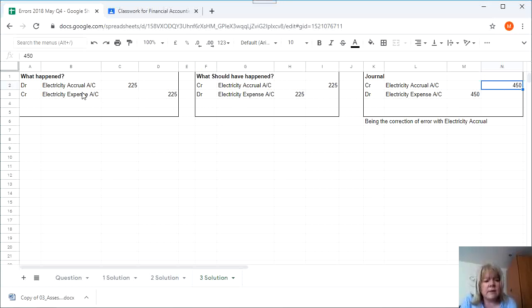Likewise with the expense, to cancel out the error of 225 on the credit there, we have to put it in on the debit. So just putting in 225 will simply cancel the error and won't show the entry. So therefore we have to double the figure. So we debit the electricity expense of 450. Now again here my debit and credit are matching, therefore I don't have any suspense affected here, and I simply put in a note underneath to explain what the correction is, so being the correction of an error with electricity accrual.